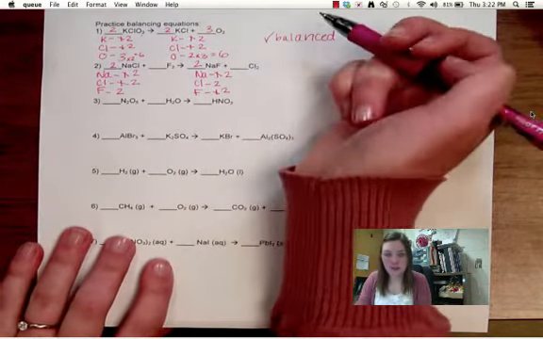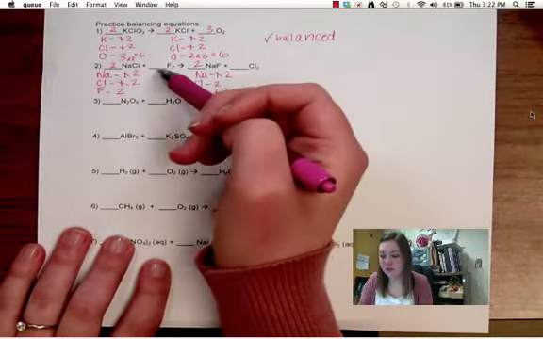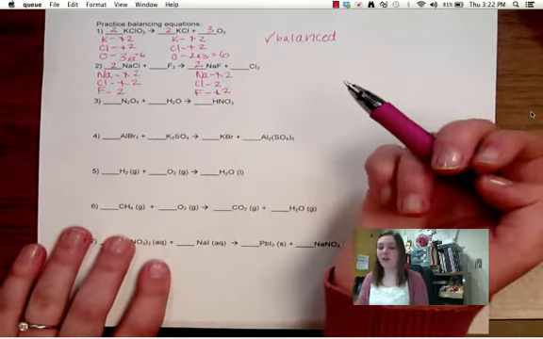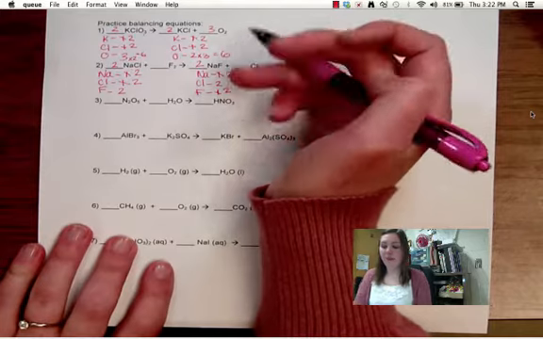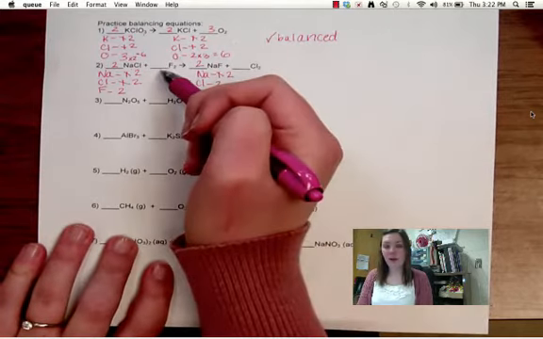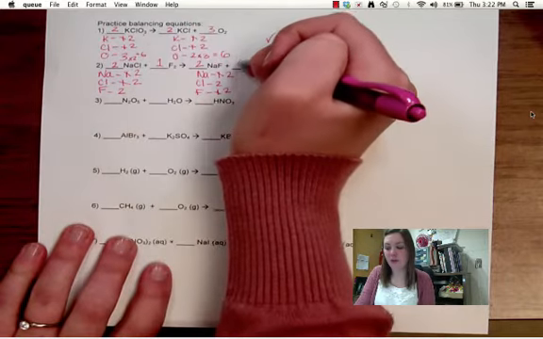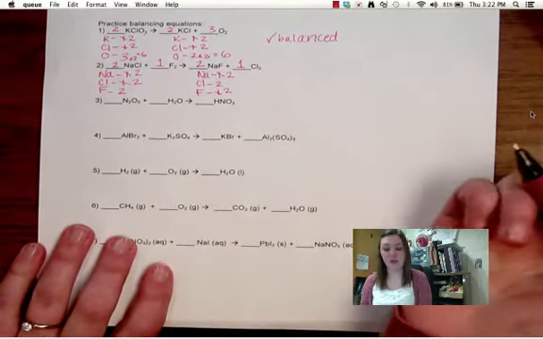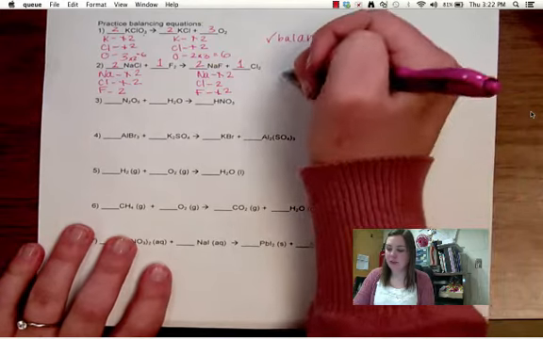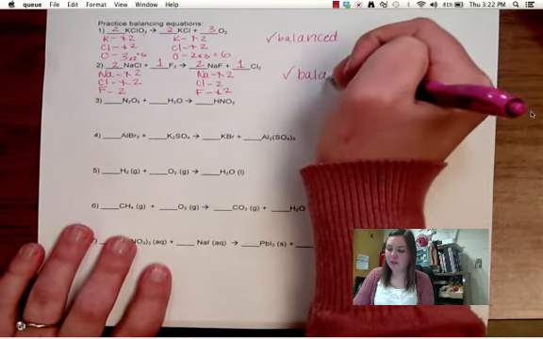And it looks like everything's balanced. We have 2 of every atom. So, the blanks here, they indicate a 1. Blank coefficients are just 1. So we can write that in if we want or just leave it blank. So this equation is balanced.